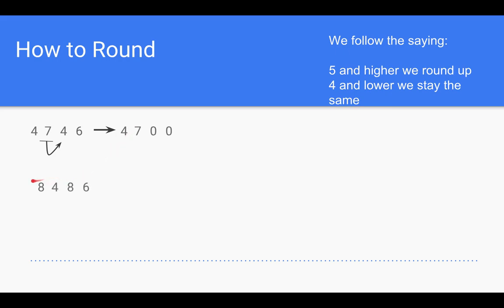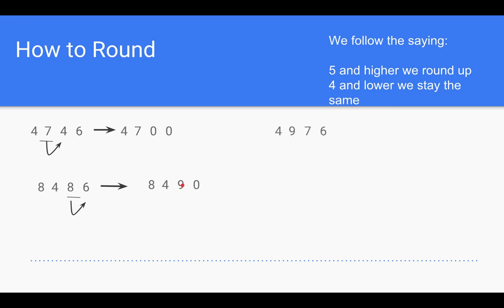Let's take a look at this number, 8,486. We're going to change the tens place. So we're going to underline our tens place and look next door. We're going to remember our saying. Is this number here 5 or higher, or is it 4 and lower? Well, 6 is higher than 5, so I know I'm going to change the 8 and round it up. So in this case, I keep the numbers to the left, and everything to the right I change. So my rounded number would be 8,490. The 6 becomes a 0, and I round that 8 up to a 9.